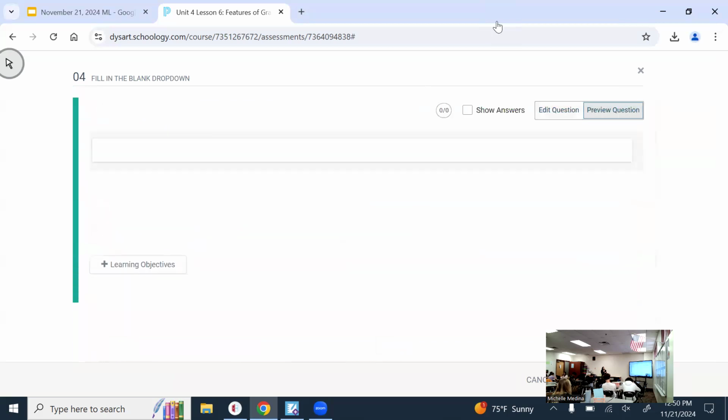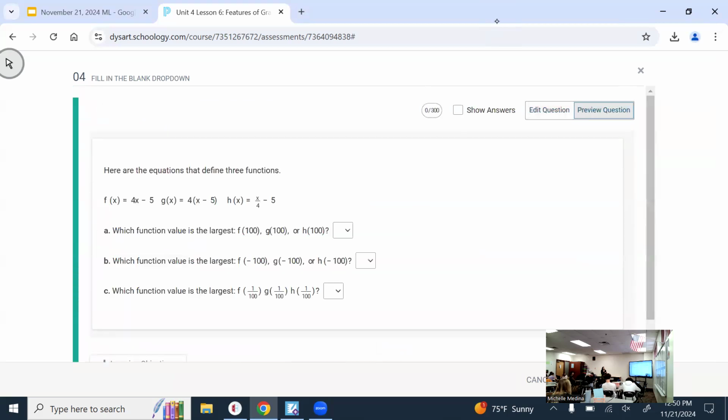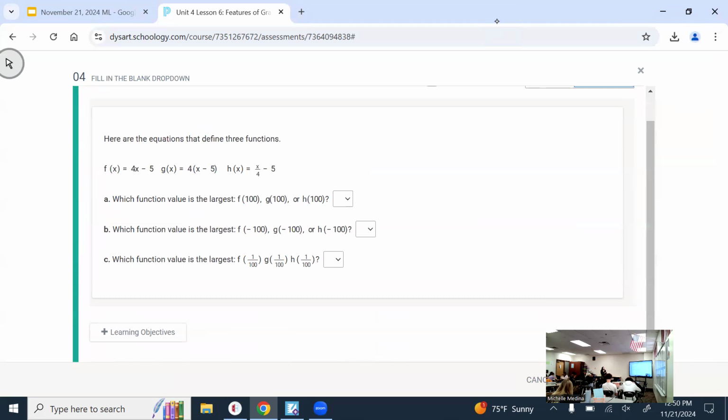So here are the equations that define 3 functions. Notice they all have different names, f of x, g of x, and h of x. It says which function value is the largest for when the input is 100. I know the input is 100 because it's in the parentheses, replacing the x. For which function is it the largest when the input's a negative 100? And which function is the largest for when the input is 1 over 100?